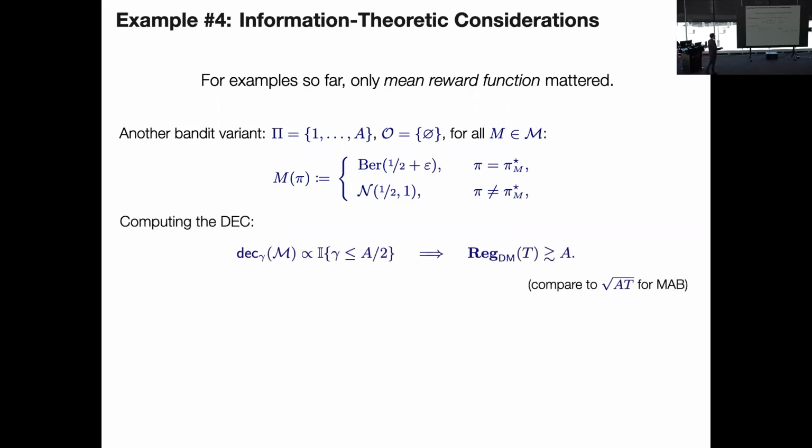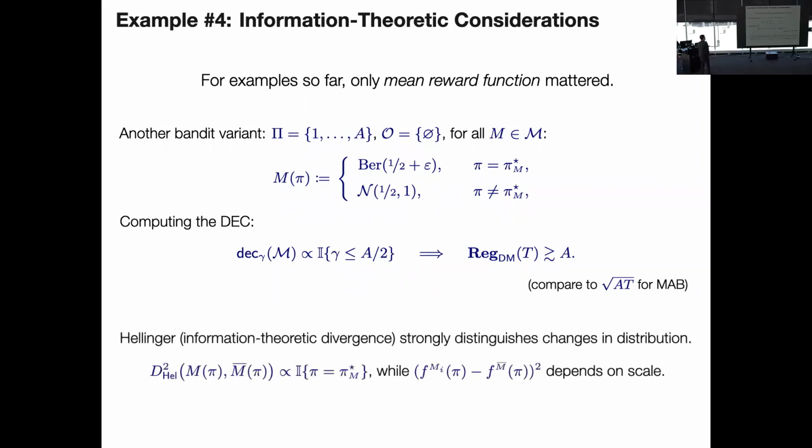What you can show using this intuition is that the DEC actually has some threshold behavior where it goes to 0 once gamma is above A. And this leads to a lower bound of A rather than root AT, which is the right complexity for this problem.